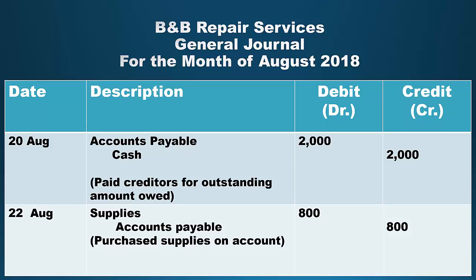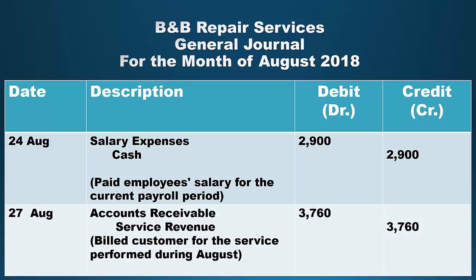Supplies increases because the company is adding to its inventory of supplies. Accounts payable increases because the company now owes this amount to the supplier. Step 3. How do we record it? To record this, we debit supplies for $800 to reflect the increase in supplies. Credit accounts payable for $800 to show the increase in the amount owed. The narrative for this entry is purchase supplies on account.